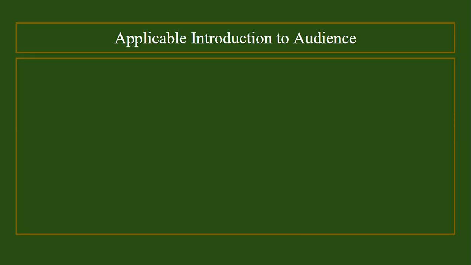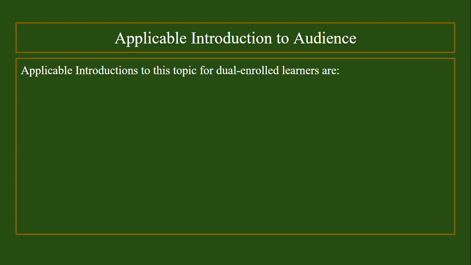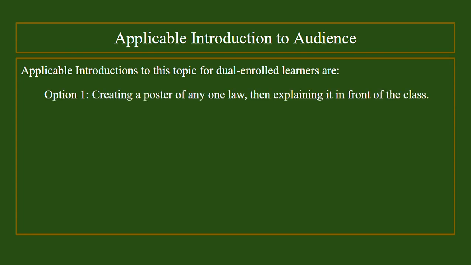Before we begin the information portion of this presentation, I wanted to begin with some applicable introductions to concurrent credit students. My first option, and one of my favorite options, is to have students create a poster of any one law and then explain it in front of the class. Anytime that I can combine art and science, I like to do so. I find that it helps students retain information better.